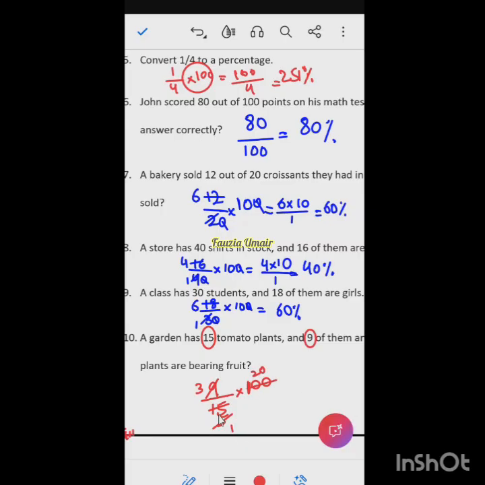ठीक है? समझ आया, कैसे कटिंग की है? पहले हमने 9 और 15 को काटा, 3 एंड 5. फिर हमने इस 5 को 100 से काटा है. तो अब हमारे पास न्यूमरेटर में 1 है तो वो तो खत्म हो गया. यहाँ पर 3 है और यहाँ 20 है. So what is 3 multiplied by 20? 3 multiplied by 20 is 60. 60%. ठीक है? This is your answer.